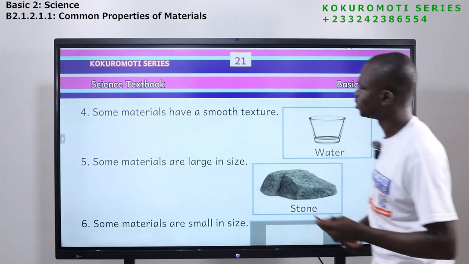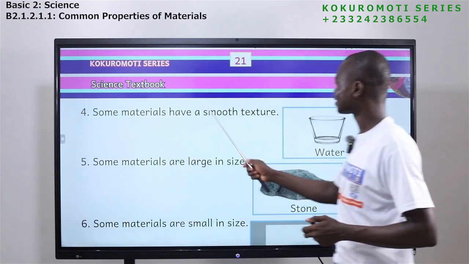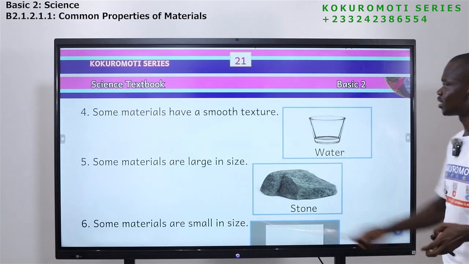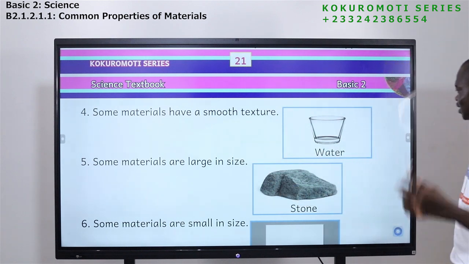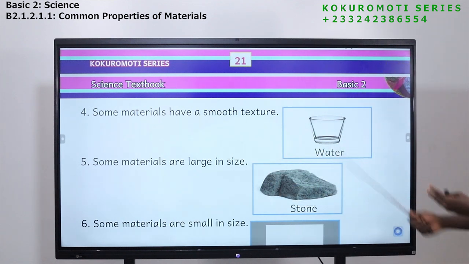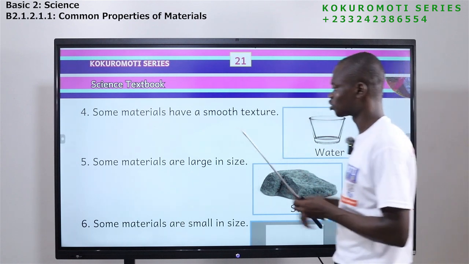Okay, so let's continue. The next one is that some materials have a smooth texture. So this is another one. Water. Water is also smooth.